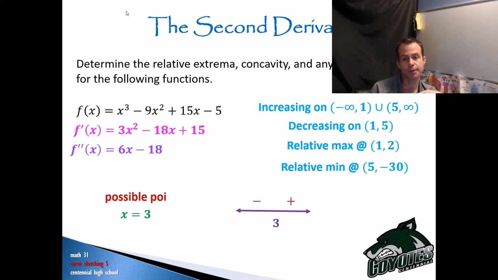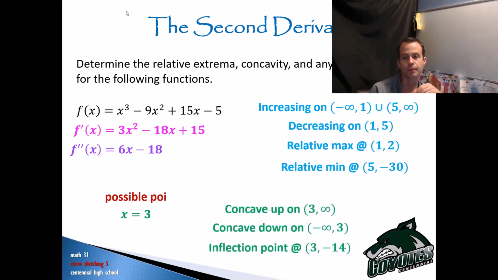I get negative and positive, which means I concave down from negative infinity to 3 and concave up from 3 to infinity. And it means I have a point of inflection at 3 comma something. To get that something, I'm going back to the original equation, plugging in 3 and getting out my y value. And so I have an inflection point at 3 comma negative 14.